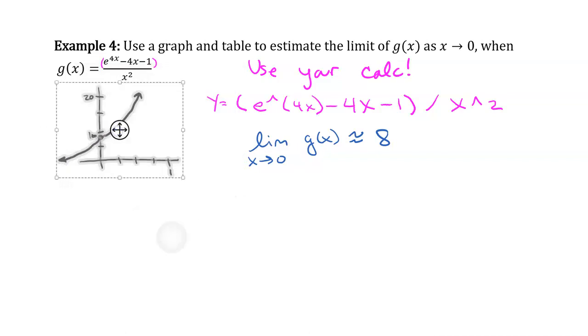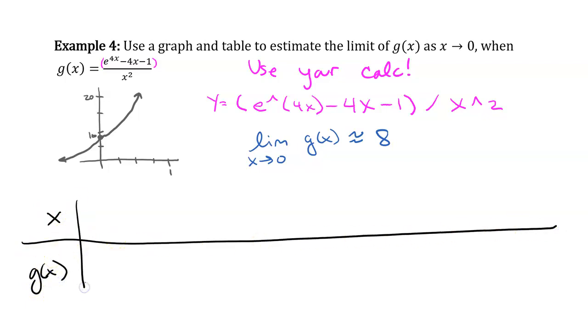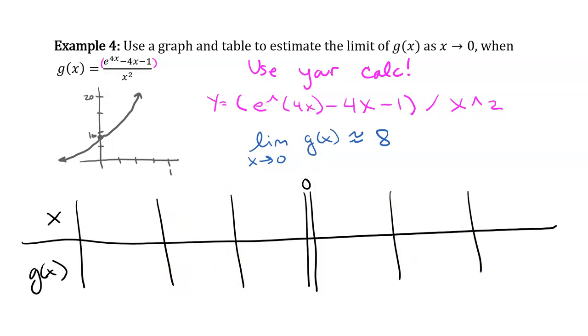So we'll move that a bit. And let's go to a table. So an x and then g of x. And we are going to get closer and closer to what we think is correct. So 0 is going to be what we're looking at. So 0 in the middle. And let's do 3 on each side just to make sure it's as good as possible.